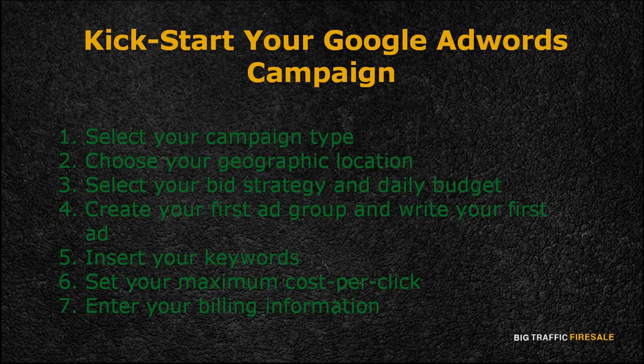Once you're logged into your account, click on Create Your First Campaign button. Then there's 7 simple steps to kickstart your campaign. 1. Select your campaign type and name. 2. Choose the geographic location where you want your ads to appear. 3. Select your bid strategy and set your daily budget. 4. Create your first ad group and write your first ad. 5. Insert your keywords into the keyword field in your account. 6. Set your maximum cost per click. 7. Enter your billing information.